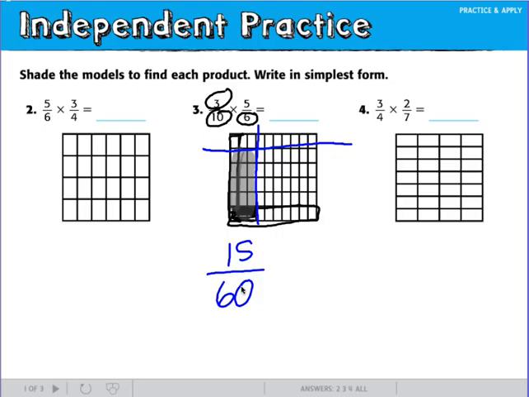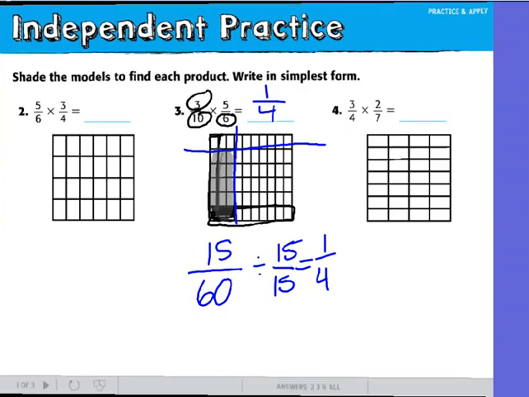Can I simplify? Yes. How? Divide it by 5 and then divide it again. You can divide it by 5 and then 3. Or you could just skip that and divide it by 15. 15 divided by 15 is 1. 60 divided by 15 is 4. So 1/4. Okay?